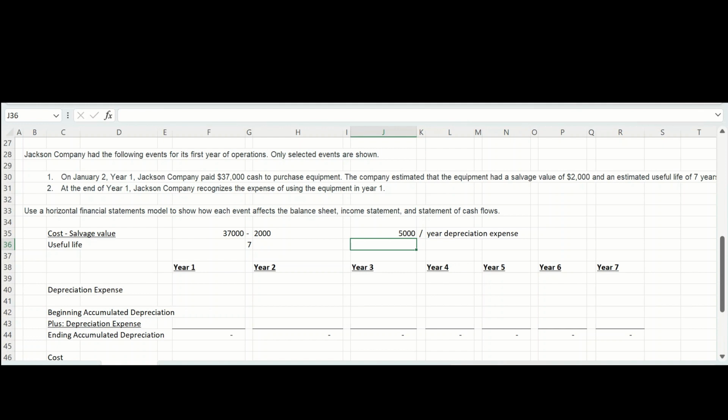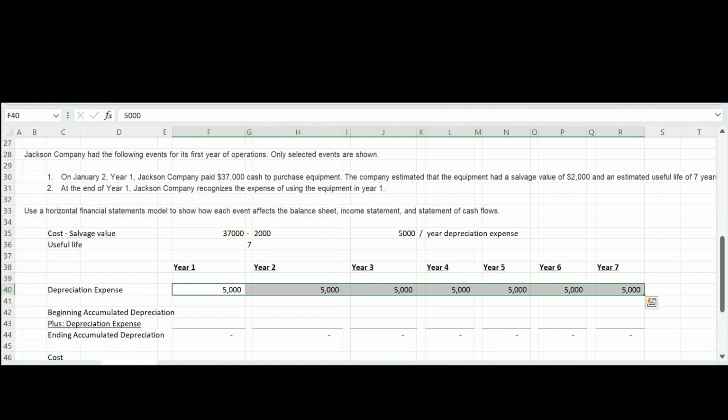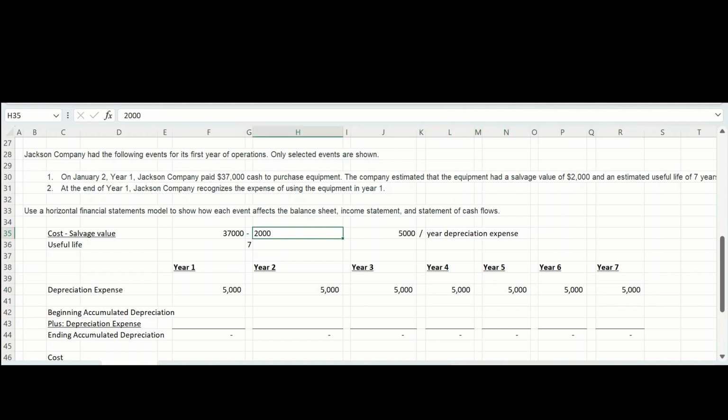So what that means is if I go down here, I have year 1 through year 7 on a line. And my first thing that I want to put down is my depreciation expense. So as we just said, the depreciation expense is $5,000 each year. So after 7 years, I will have depreciated $35,000 of cost. And that is correct because if we take the cost paid of $37,000 minus the salvage value, we have a depreciable base of $35,000.